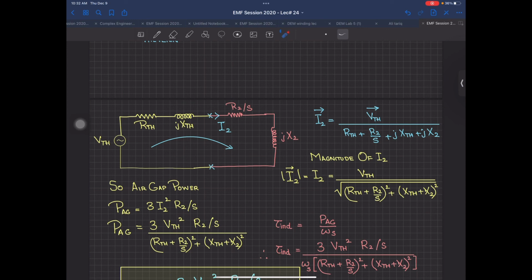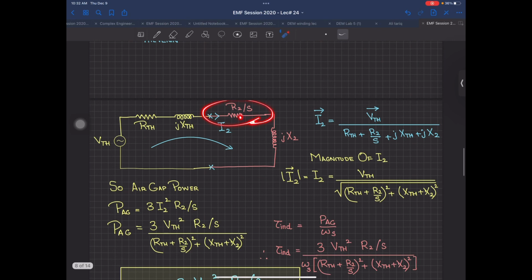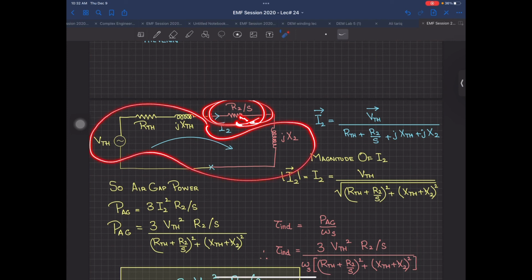In this circuitry, you want the power dissipated in this resistance to be maximum. It has to be equal. Listen, this resistance or impedance has to be equal to the remaining resistance of the circuit, and this is the maximum power transfer theorem. This resistance R2 by S has to be equal to the resistance of the remaining circuit, then you are going to have the maximum power transfer.